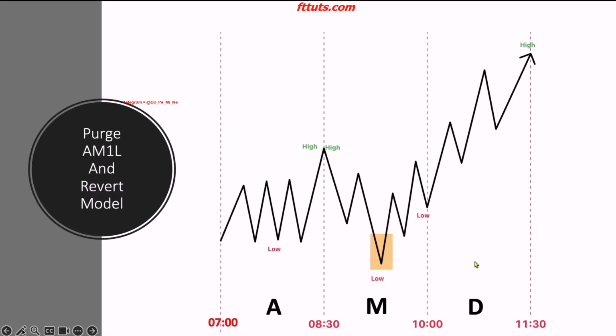Alright, so now we're going to take a look at the AM long scenarios. The first long scenario is a purge of the first AM cycle's low, and a revert should occur after that.